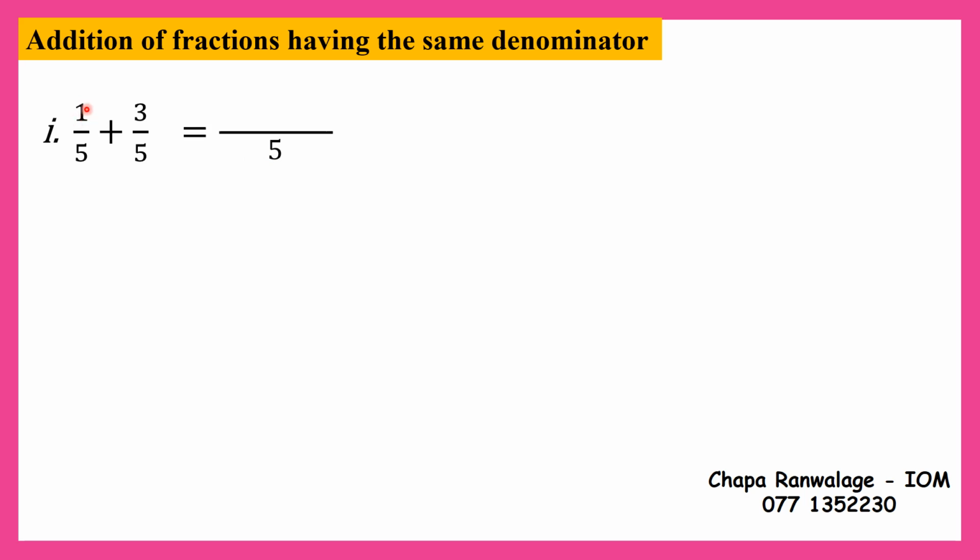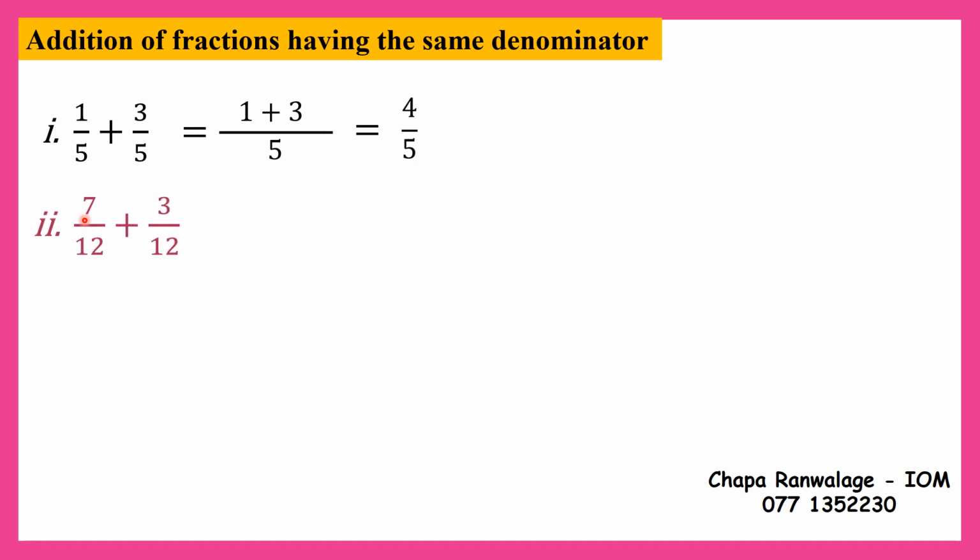And now we can add the numerators. Here you have to add the numerators to simplify this. So 1 plus 3 equals 4. So the result is 4/5.